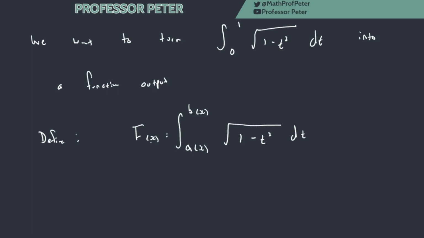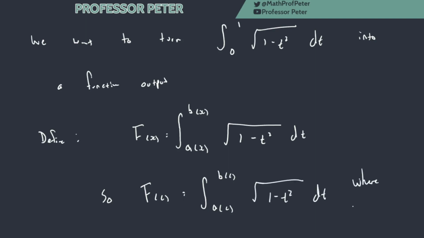And that's just because I'm going to make my function be a function of x, and I want my limits of integration to be the things that are changing. I don't want my variable in the limit of integration and in the integrand at the same time. That's going to be tricky. So then what we're going to have is our integral be some sort of a value, a of c up to b of c, where hopefully a of c is equal to 0 and b of c is equal to 1.